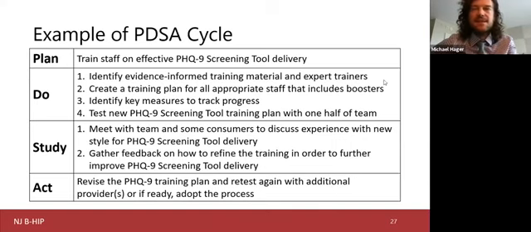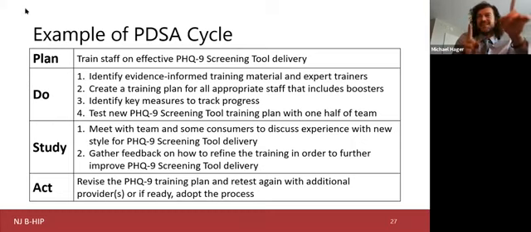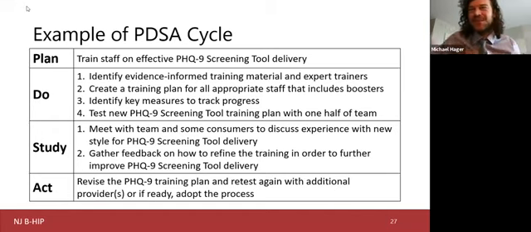And then the last thing that we do when we're ready to implement our cycle is to test the new PHQ-9 screening tool training plan with, say, half of the team. So this is an example where the test of one, we need to be flexible so that we're not training each individual staff person individually for something that everyone's going to end up needing to know eventually. We can be lean by doing half and half.